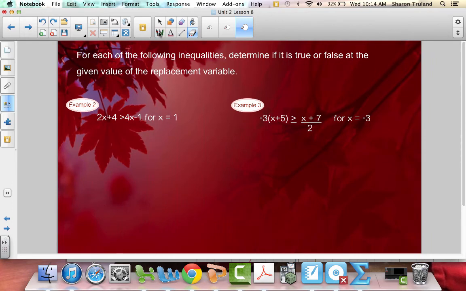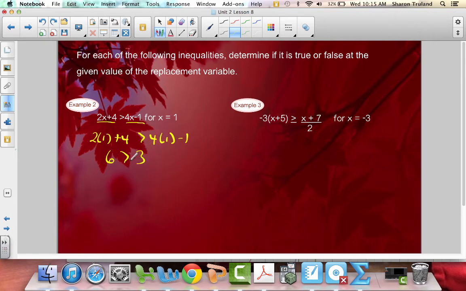All right, so just to run through a few more real quickly. Right here, they're asking us to determine if the value of 2x plus 4 will end up being greater than 4x minus 1 if we put in 1 for x. Well, kind of boring, kind of easy. This 6 is greater than 4 minus 1, which is 3. Is 6 greater than 3? Yep.